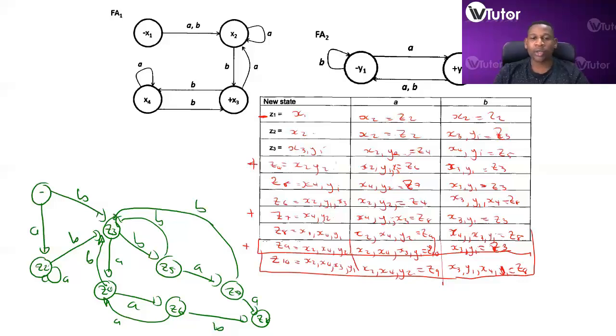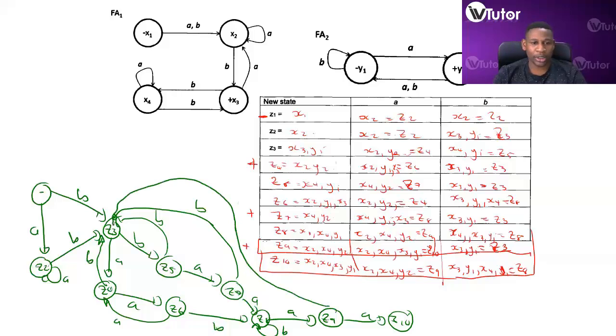All right. So now we are in Z8. If you are in Z8 and you encounter an A, you go to Z9. And then if you are in Z8 and you encounter B, you stay in Z8. If you're in Z9 and you encounter an A, you go to Z10. Then if you are in Z9 and you encounter B, you go all the way to Z3.